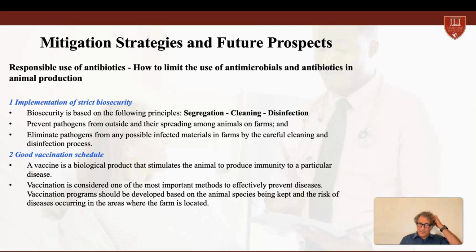First of all is the implementation of strict biosecurity. Biosecurity is based on the principle of segregation, cleaning, and disinfection at any farm level, but also at the national level in any farming system. So prevent pathogens from outside and their spreading among animals on the farm. Eliminate pathogens also from any possibly infected materials on the farm by careful cleaning and disinfection. So the first measure is the strict implementation of biosecurity.